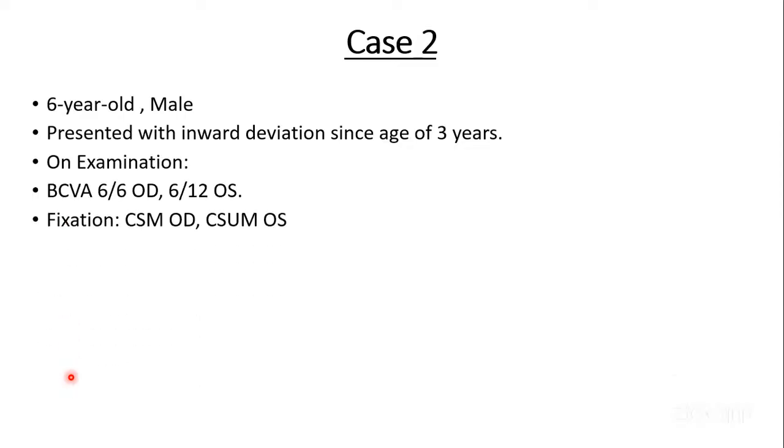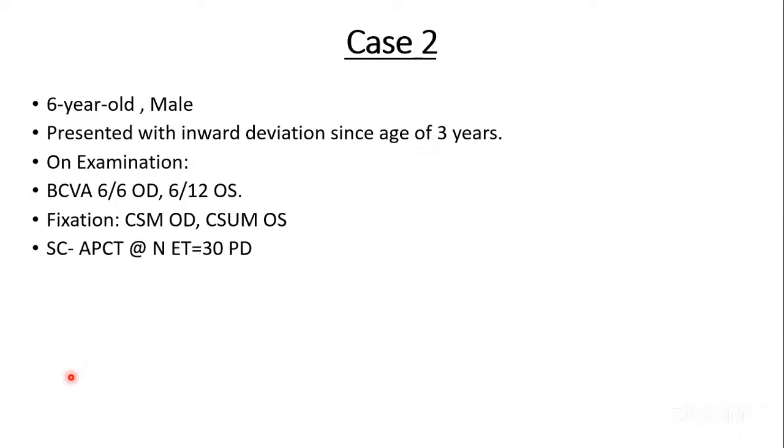Okay. Coming to the second case. This is a 6-year-old male presented with inward deviation since the age of 3 years. So the problem started at the age of 3 years. On examination, vision 6/6 in the right eye, 6/12 in the left eye, fixation central steady maintained in the right eye, central steady unmaintained in the left eye.